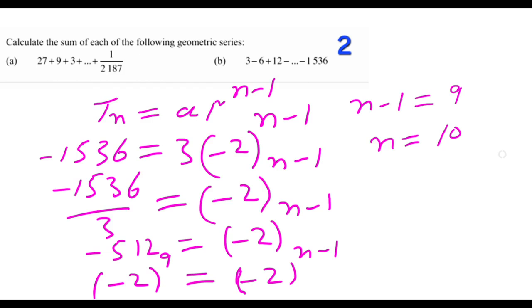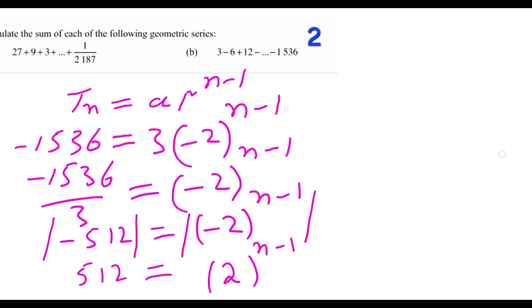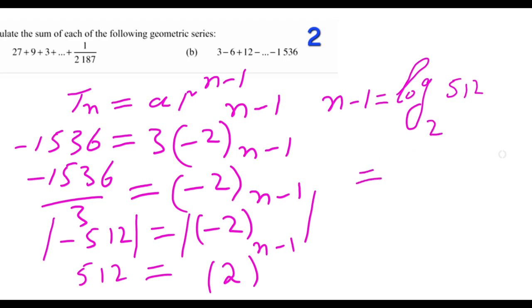Or I can apply the logarithm here, your choice. That's the second method. You apply the absolute value. Absolute value will make negative positive, so this becomes 512, because you can't take the log of a negative value. So this becomes 2 to the power n minus 1. Now I can apply the log. I need to find n minus 1, so n minus 1 is equal to log of 512 to the base 2. 2 stays the base. I use my calculator.